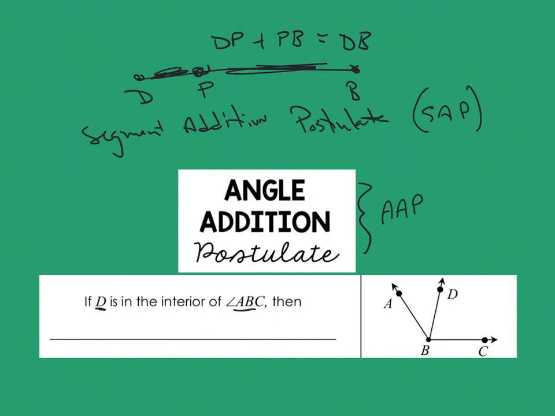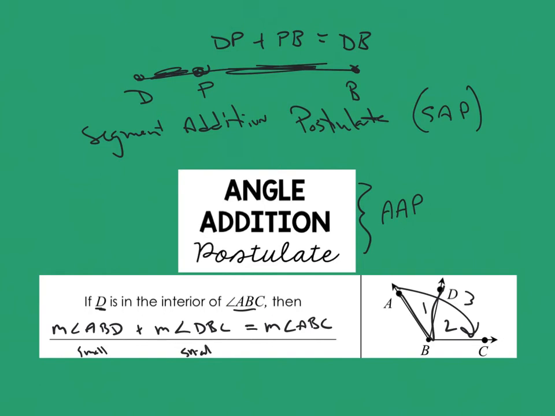So first off, let's name angle 1. We're going to say the measure of angle ABD. That's this one right here, angle 1. Now I'm going to call this angle 2. I'm going to add that to the measure of angle DBC. And what's that going to equal? That's going to equal the big one, what I called angle 3, the measure of angle ABC, right? Small angle plus the other small angle equals the bigger angle.